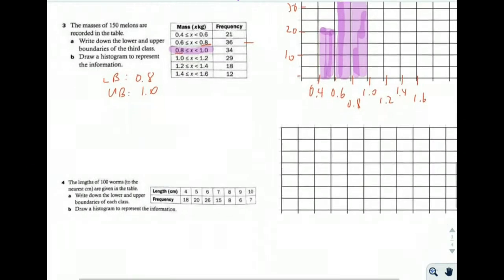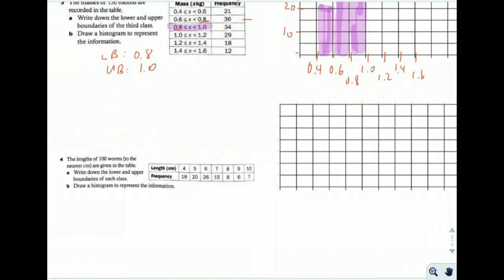Now let's go to number 4. The lengths of 100 worms to the nearest centimeter are given in this table. Write down the lower and upper boundaries of each class. Okay, so for this class, the lower boundary would be 3.5, the upper boundary would be 4.5. For this class, the lower boundary would be 4.5, the upper boundary would be 5.5.